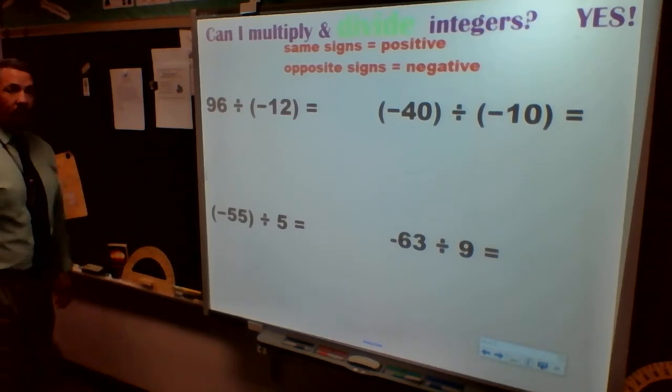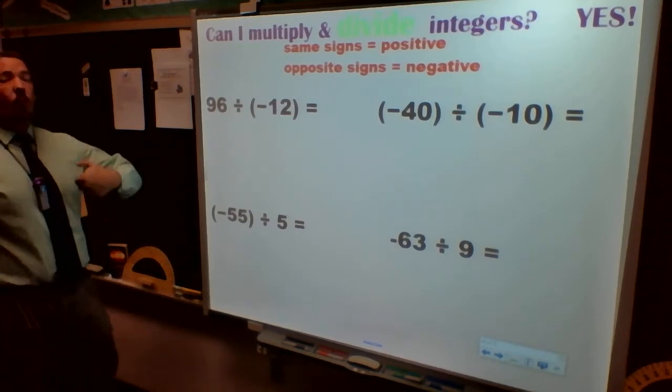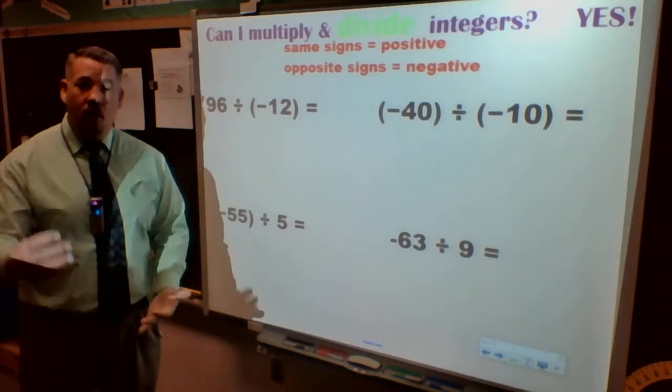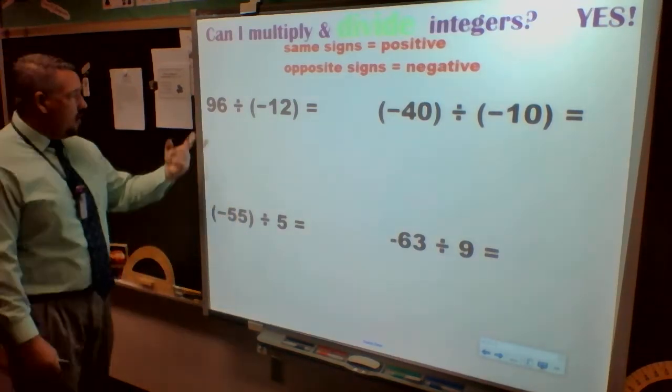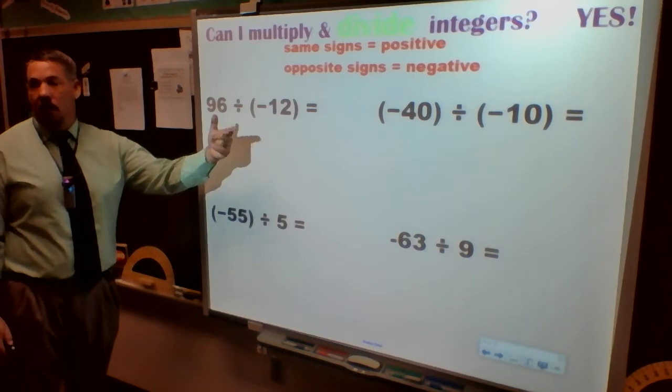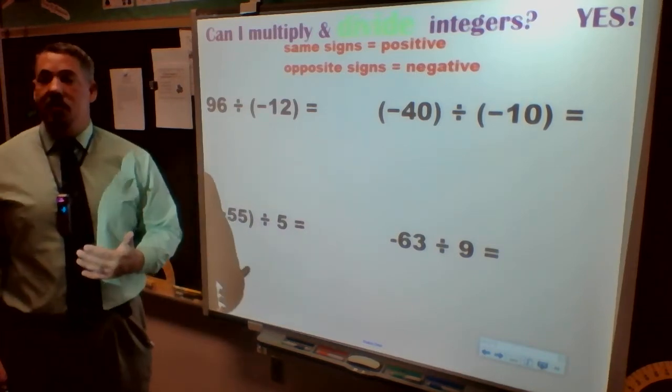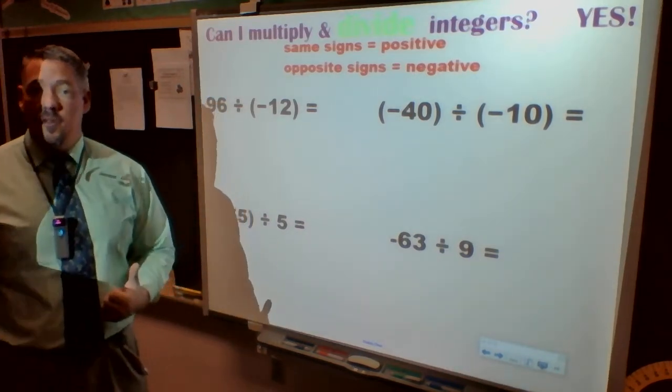Because now we're going to look at division. Division works the exact same way, however, I divide my math instead of multiplying. 96 divided by a negative 12, I still start by looking at my signs, so I know what form my answer needs to be in.